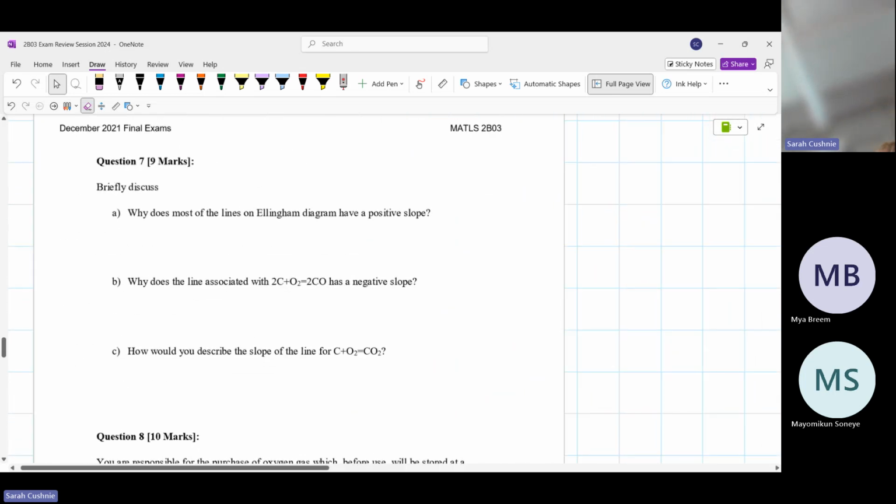Question 7, now these are just discussion questions. So the first one is, why do most of the lines on the Ellingham diagram have a positive slope? So this goes back to the definition of the Ellingham diagram to begin with. If we remember, the Ellingham diagram was delta G versus T.